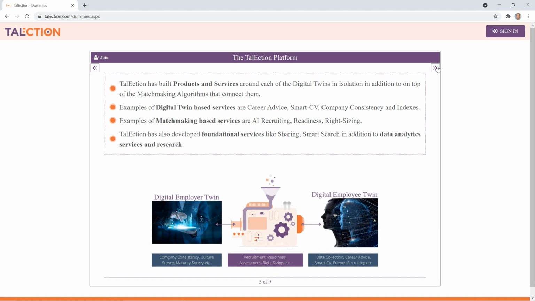Examples of digital twin based services are, for example, career advice, which is on top of the digital employee twin. Same is smart CV. On the digital employer twin, you have, for example, company consistency. And you also have things like indexes, founder index, sales index, future index, etc. Examples of matchmaking-based services that go across and connect these two digital twins are AI recruiting, readiness, right sizing, etc. TalEction has also developed a number of foundational services like sharing, smart search, in addition to data analytics services and research.